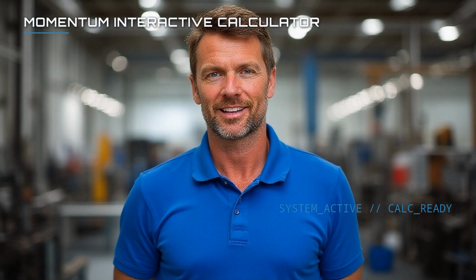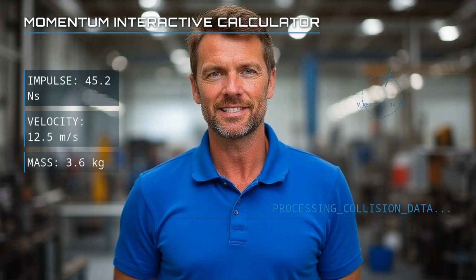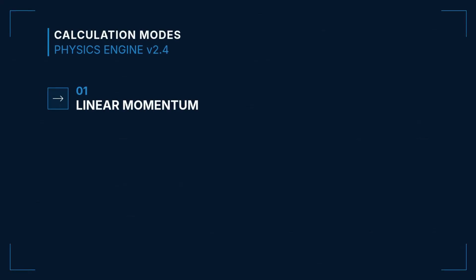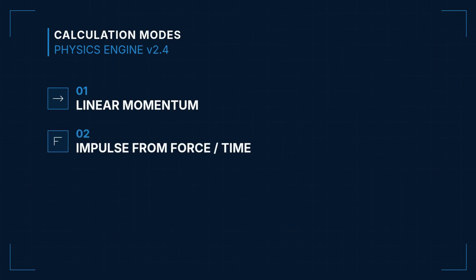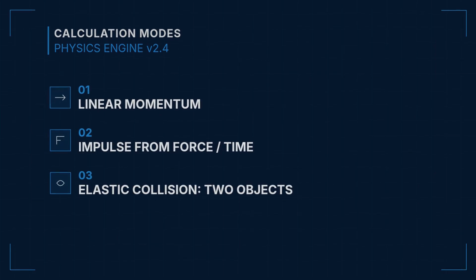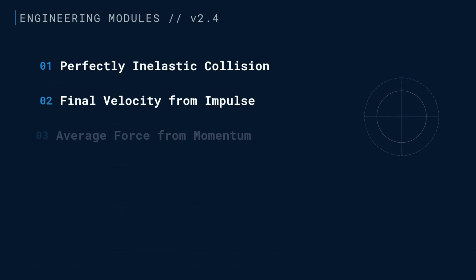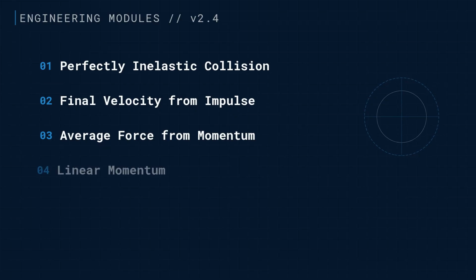The Momentum Interactive Calculator solves momentum, impulse, and collision problems in physics and engineering applications. This calculator has a calculation mode dropdown with 6 options: linear momentum, impulse from force and time, elastic collision to objects, perfectly inelastic collision, final velocity from impulse, and average force from momentum change.